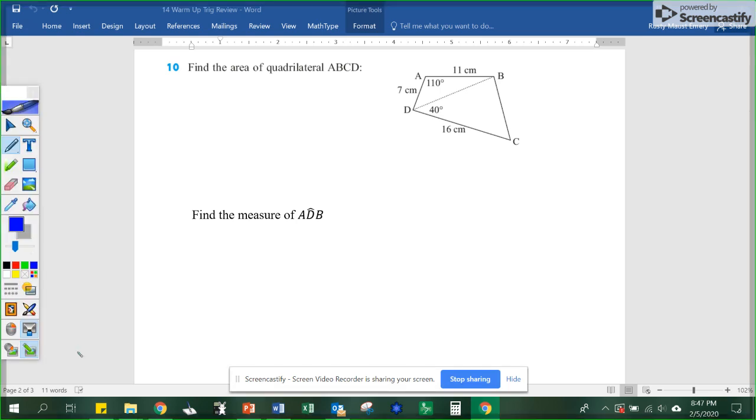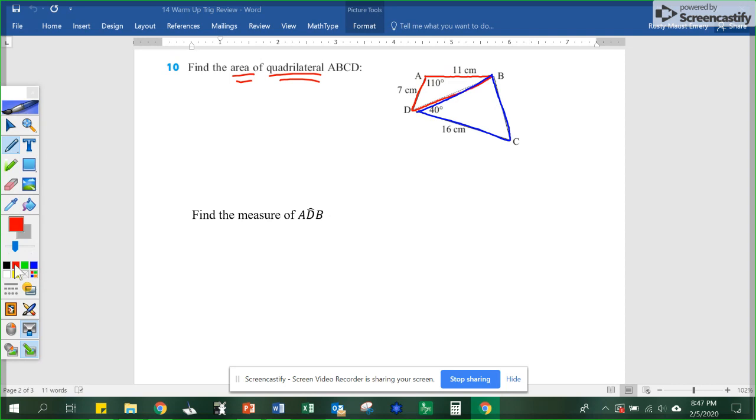So on the backside, based on this shape, this diagram, we're going to do a couple things. We need to find the area of the quadrilateral. And so to do that, we're going to break that down into finding the area of two triangles. The red triangle we have enough information for.